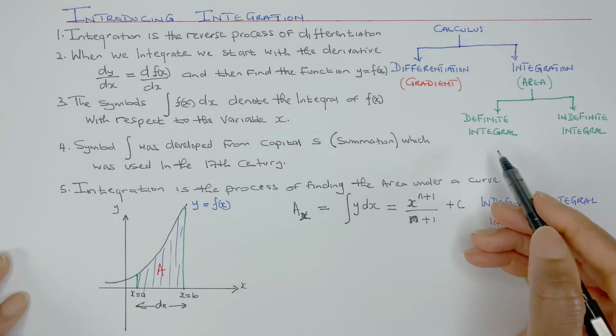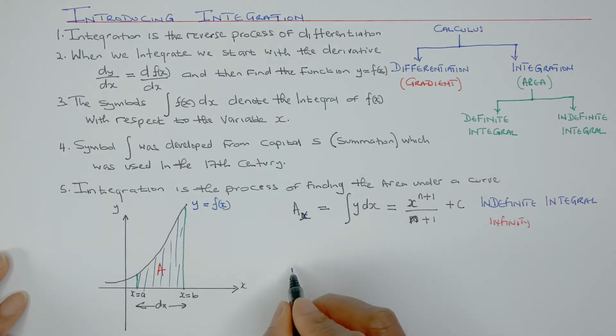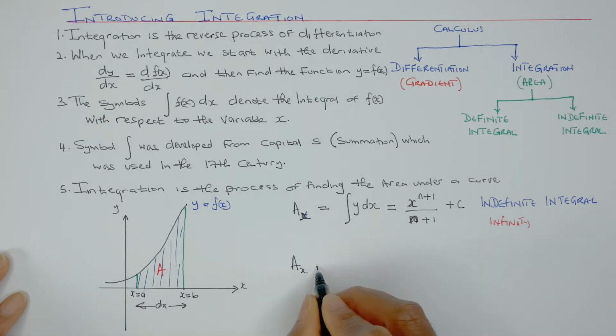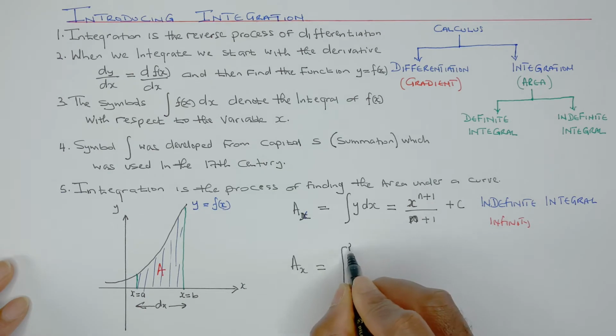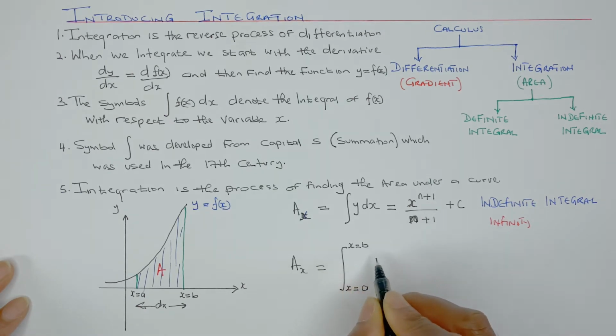But we also have the definite integral, where A of x for the definite integral will be the integral from where x equals a, the lower limit boundary, to the upper limit boundary, x equals b, of y dx. Why do you have y dx?